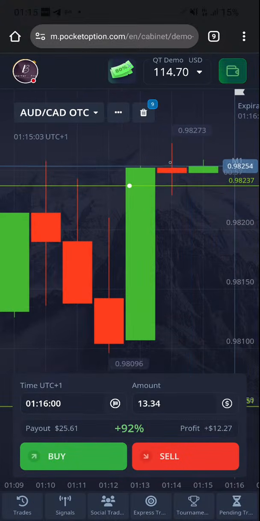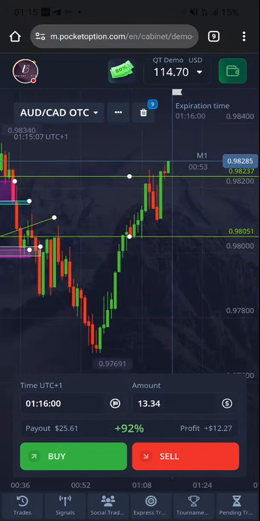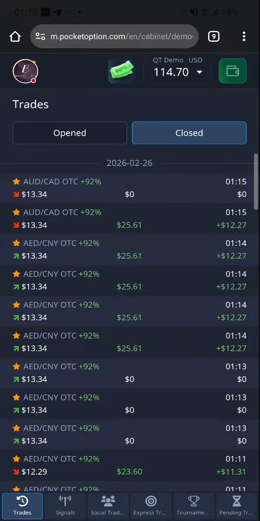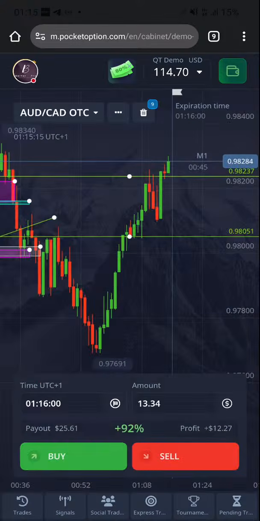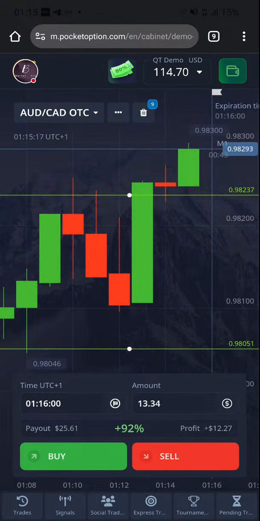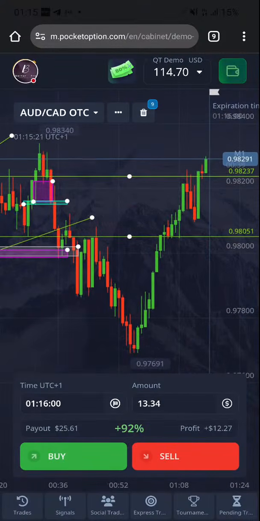The entry was meant to be above the round number, but that was break even. One of it was lost by 2 points, and the other one was a win. I wanted to take the trade above this round number here, but no problem.